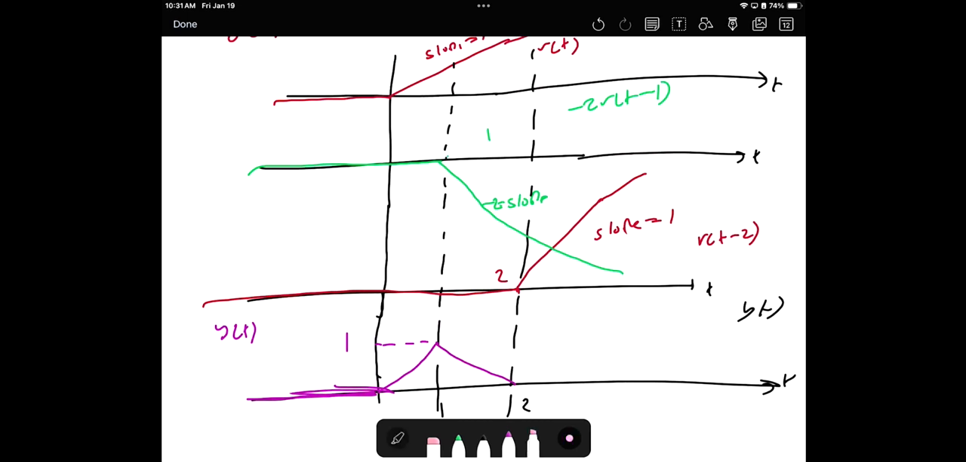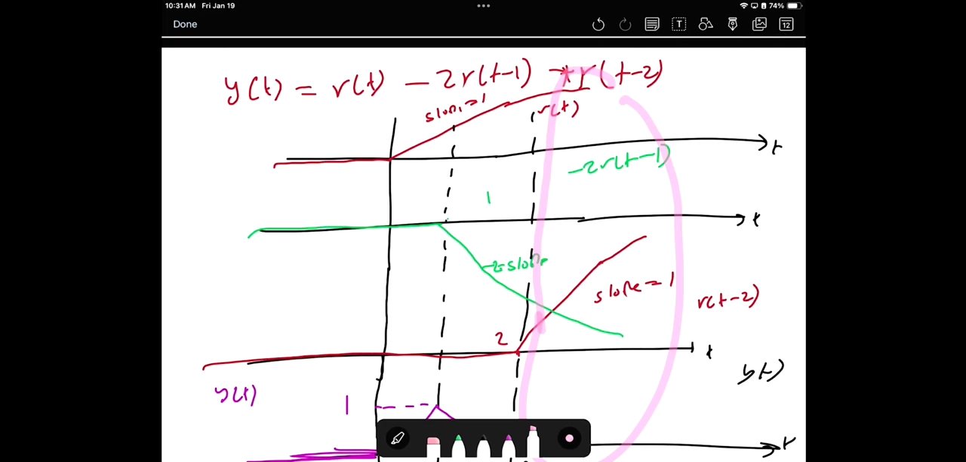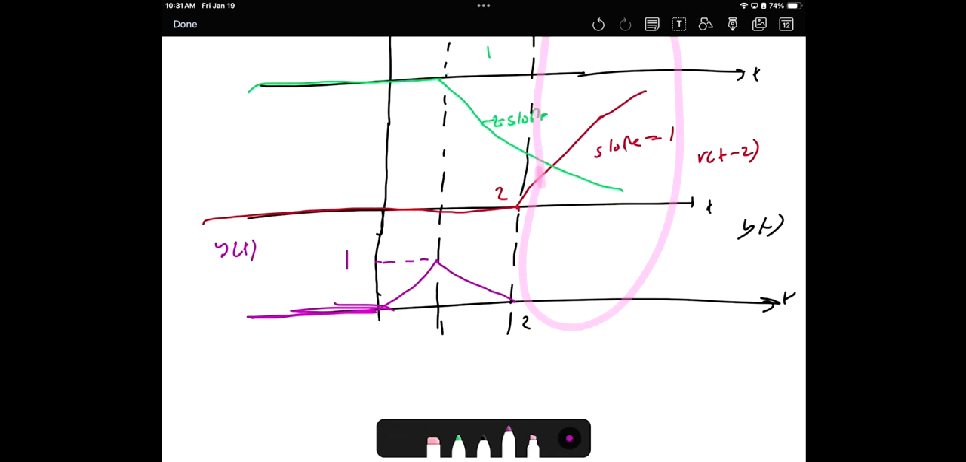Then, in the last region, the slope is 1, plus the slope of negative 2 gives negative 1. Then for r of t minus 1, the slope is 1, so overall it will be 0, because the slope 1 minus 2 plus 1 will make it 0. That's the slope. While the slope here is 1 minus 2, this will be negative 1. Here the slope is 1. So the overall slope will be 0, and that's how it is. Okay?